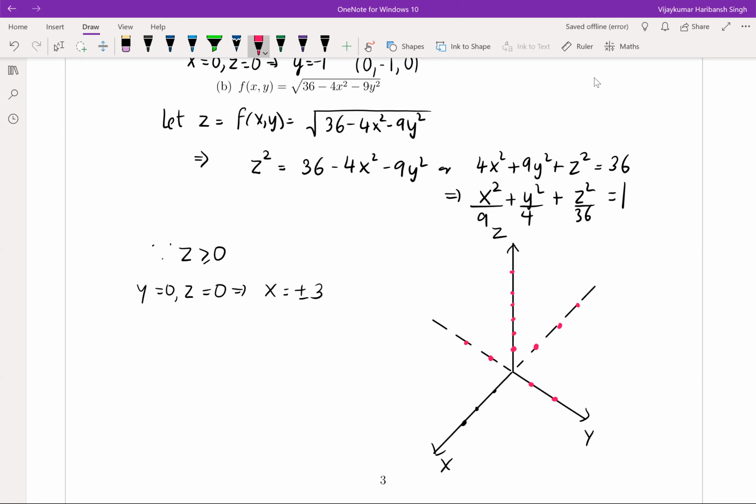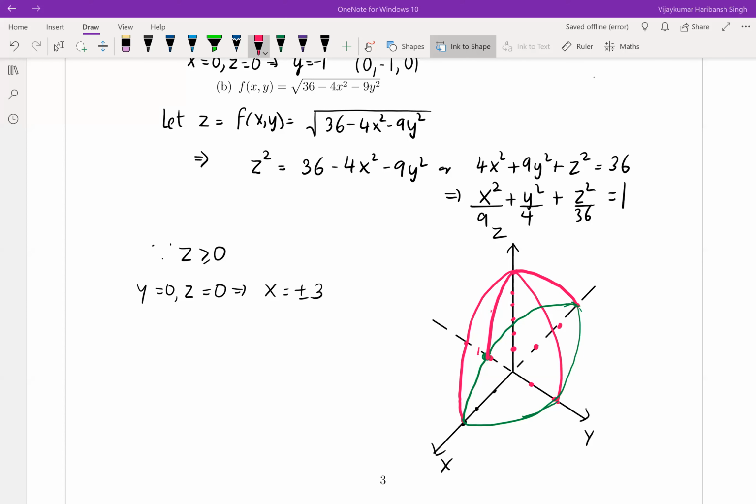When we draw this, this is how the graph will look. We'll later demystify, when we are doing 12.6, how to draw graphs of these kinds of functions. So it is this ellipsoid. I'm just drawing some contours there so that we can understand what is happening.